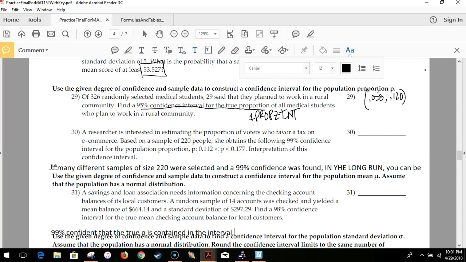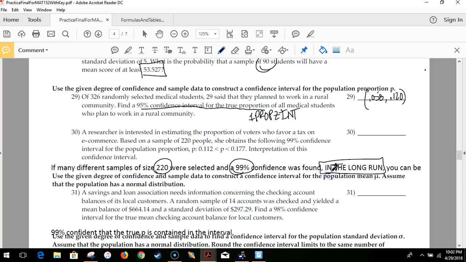It has to be that you're doing them all the same size. They all run the same confidence level. And in the long run, right, so you're not going to do like 10 of these. You're going to do a lot, whatever a lot is. In the long run, you'll be able to be 99% confident that the true population proportion is contained in the interval. You don't know which 99%. There's going to be some that are too high, some that are too low, but that's as good as it's going to get. And I'm going to get this out of the way because it looks messy.